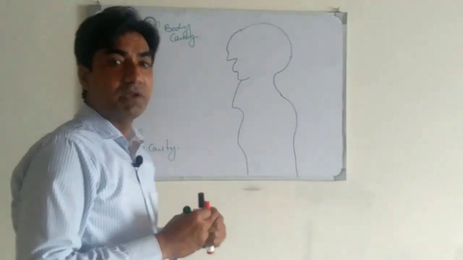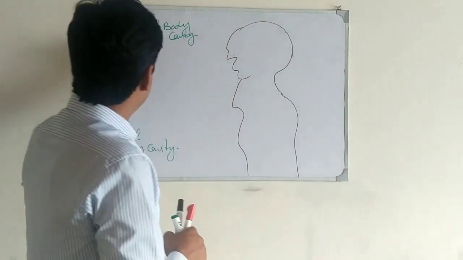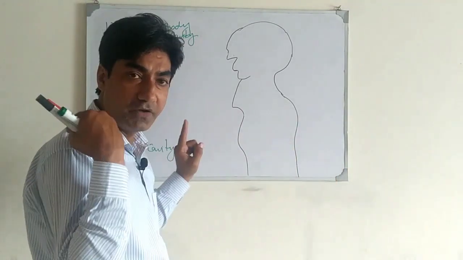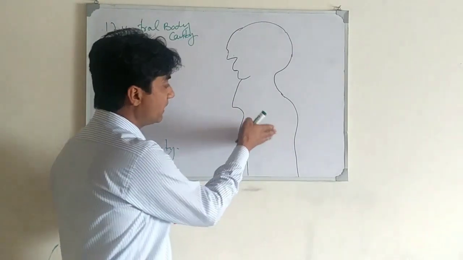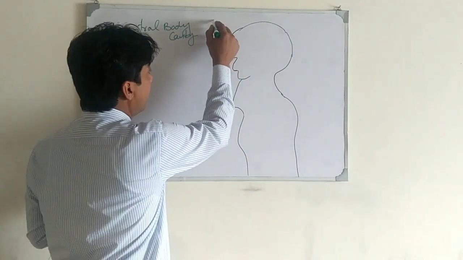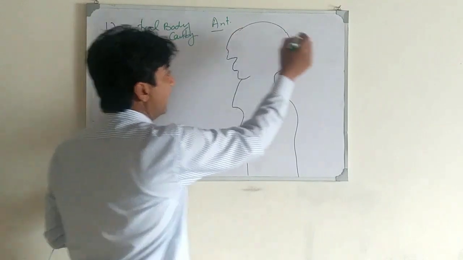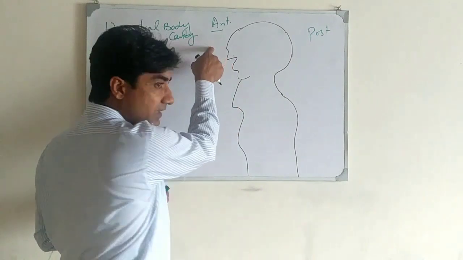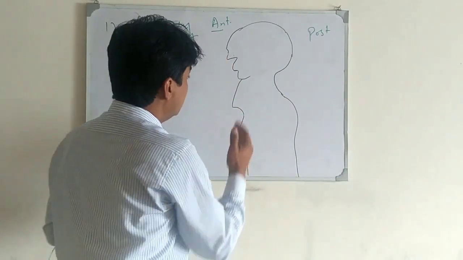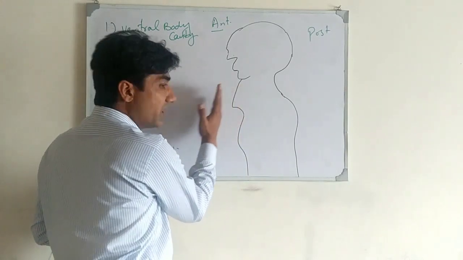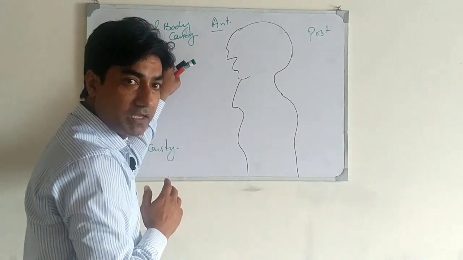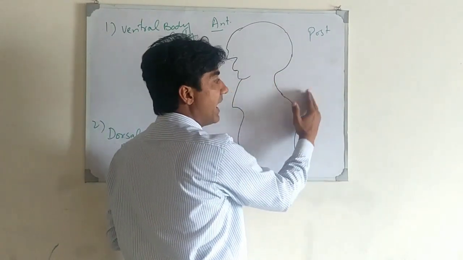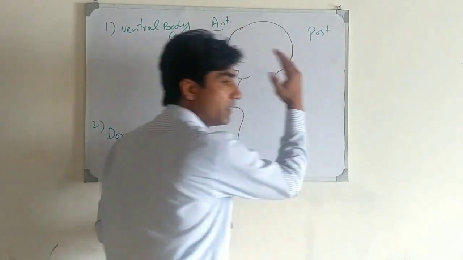As we have discussed in the previous session, the direction terms ventral and dorsal: ventral means towards the front and dorsal towards the back. So here is the lateral view of the body; this is the anterior view and this is the posterior view, meaning this is the dorsal view and this is the ventral view. The body cavities which lie towards the front are called the ventral body cavities, and those cavities which lie towards the back and posterior side are called the dorsal body cavities.